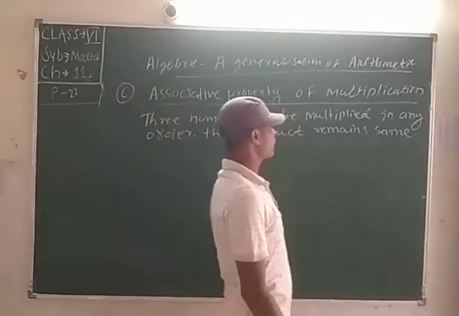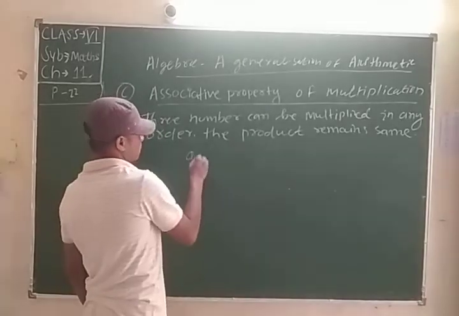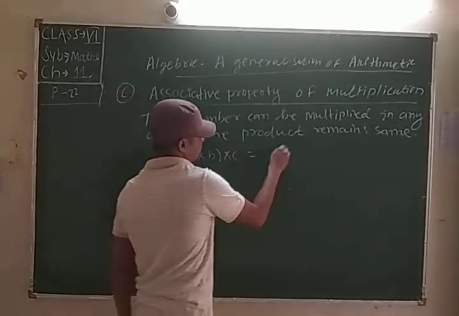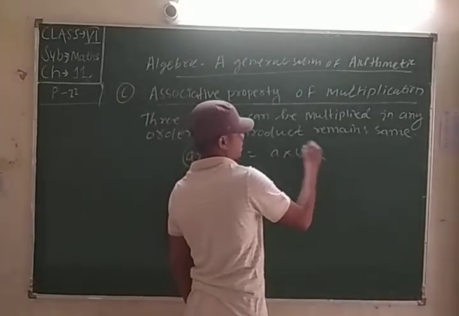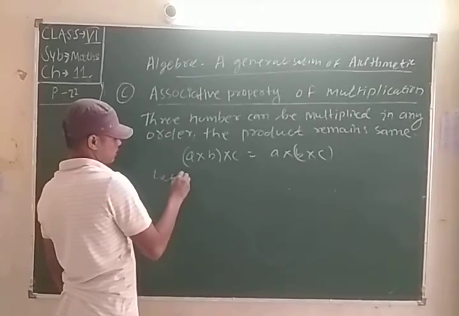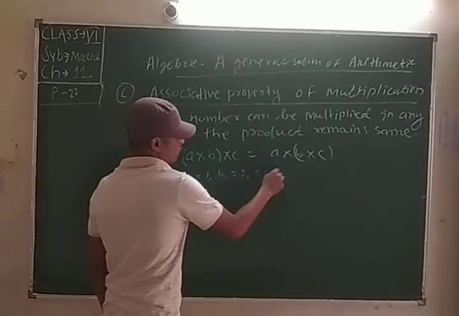Can be multiplied in any order, the product remains the same. That means A into B into C equals A into B into C. Here we take, let A equal to 1, B equal to 2, C equal to 3.